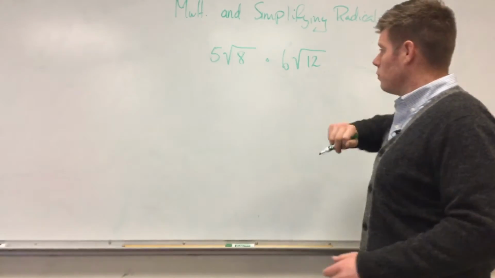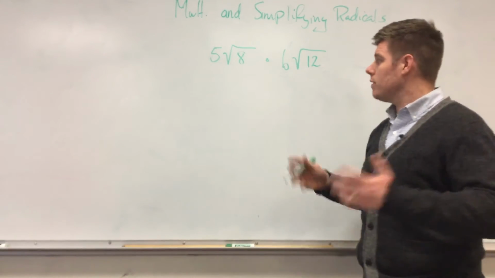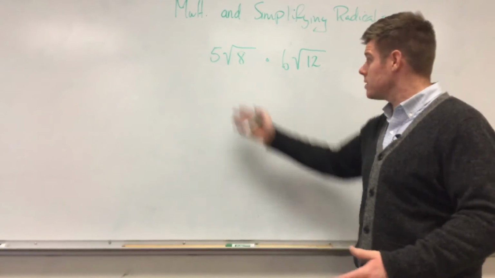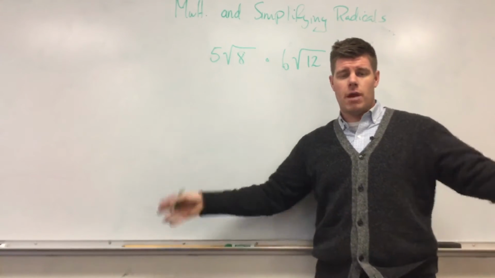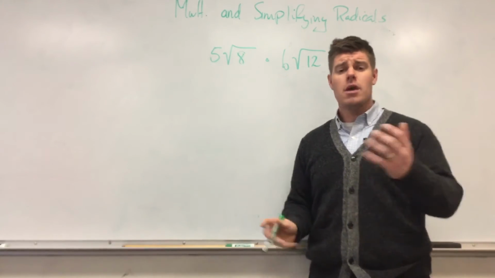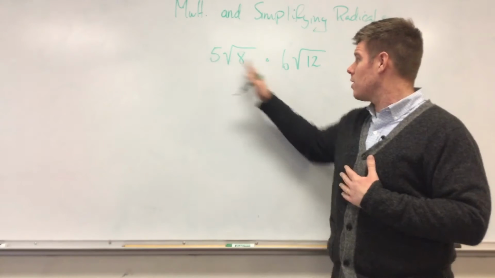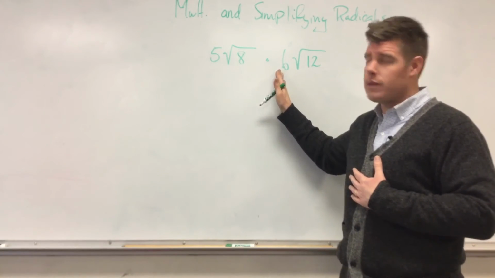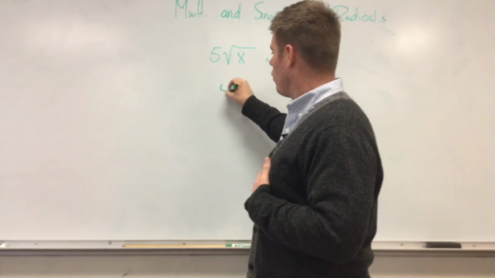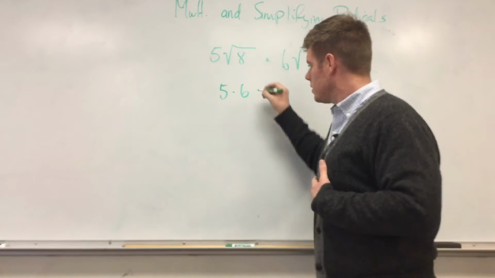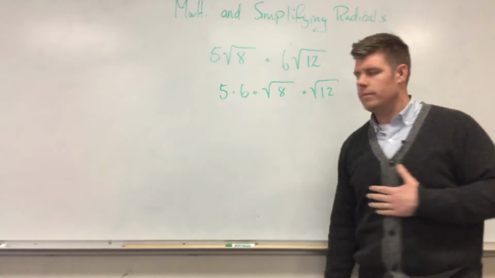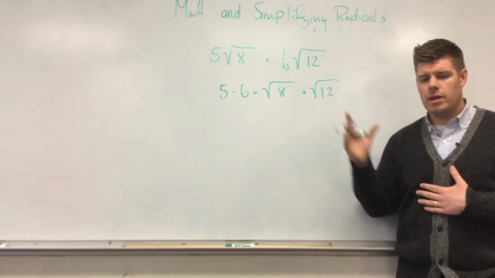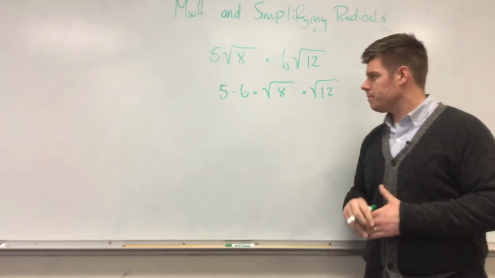What I can do is, by the commutative property, because this is all one big strand of multiplication, the commutative property allows me to rewrite things in any order that I want. So I'm going to choose to take the things that are not in radicals and put them next to each other. So I'm going to go 5 times 6 times the square root of 8 times the square root of 12. There's my commutative property at its best being used.